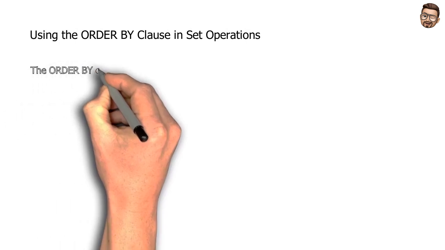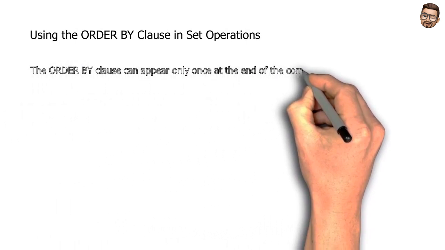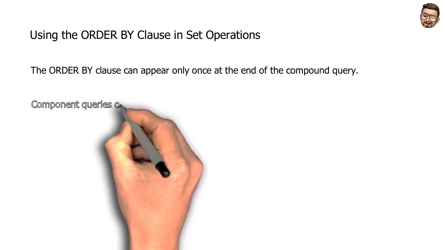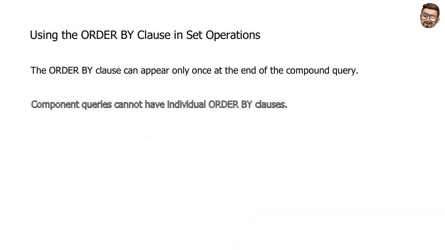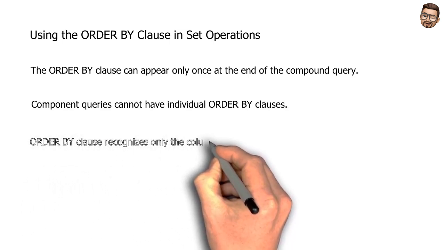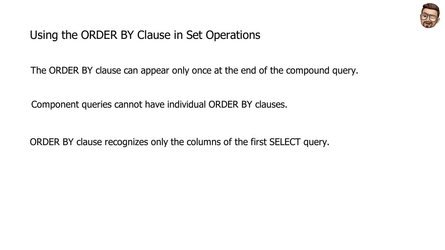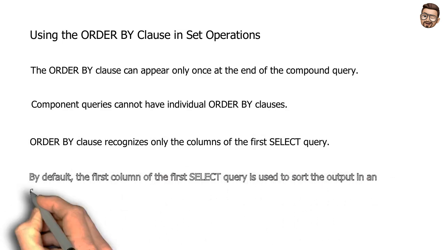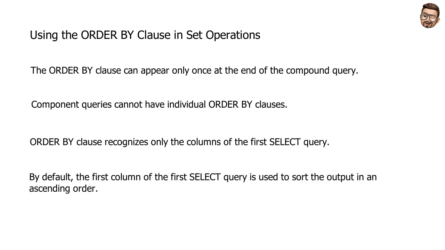Using the order by clause in set operations. Okay, the order by clause can appear only once at the end of the compound query. Compound queries cannot have individual order by clauses. Order by clause recognizes only the columns of the first select query. By default, the first column of the first select query is used to sort the output in ascending order. Let's take a look at the example.